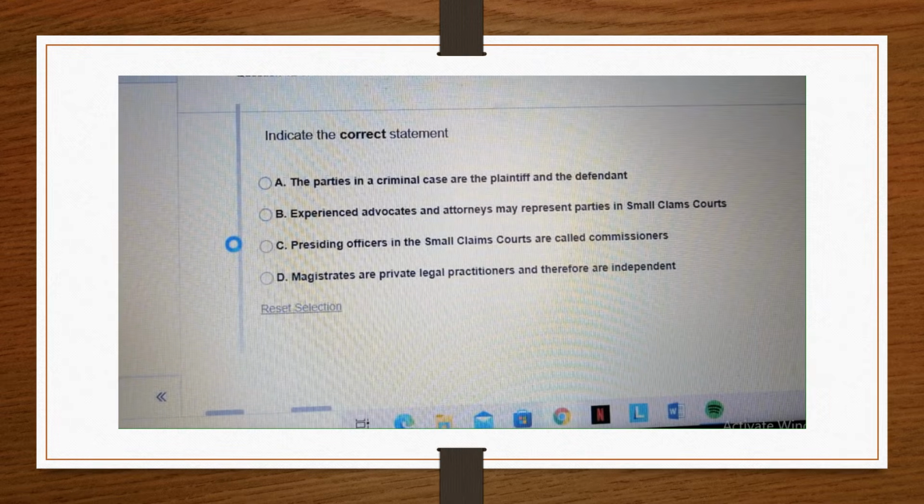12. Indicate the correct statement. My correct statement is C. Presiding officers in the small claims courts are called commissioners. Yes. Let's check that out on page 98 of our guide.